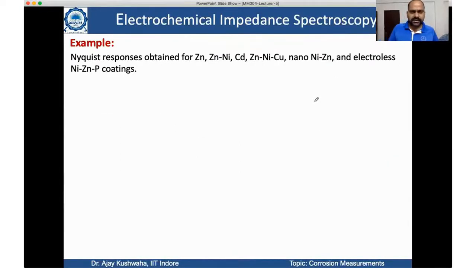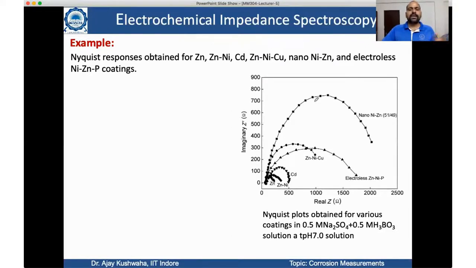Here is one example, just to get the idea. The Nyquist plot is for electrodes having different kinds of coating. The coating materials are zinc, nickel, cadmium, copper, and combinations of these coatings. So which coating is better, right? The coating which has a slow corrosion rate can be considered better. That can be easily analyzed by impedance spectroscopy, and the data look like this.